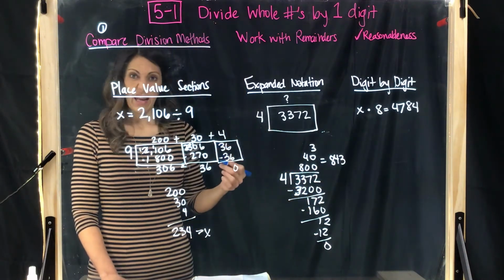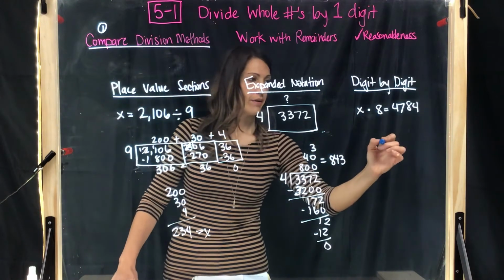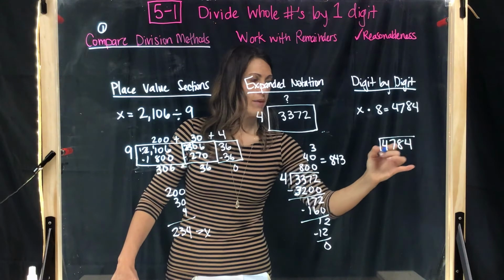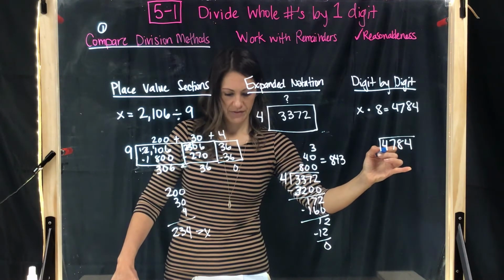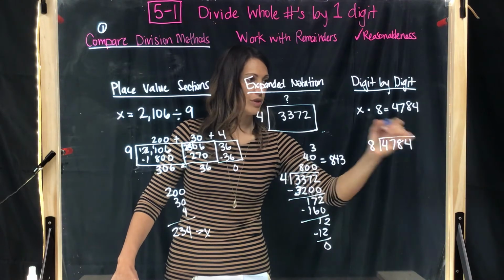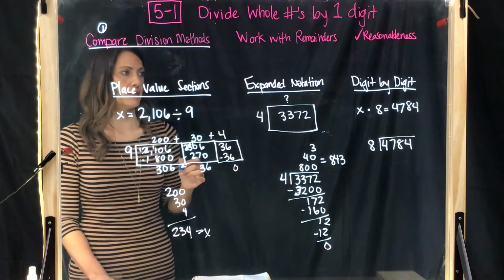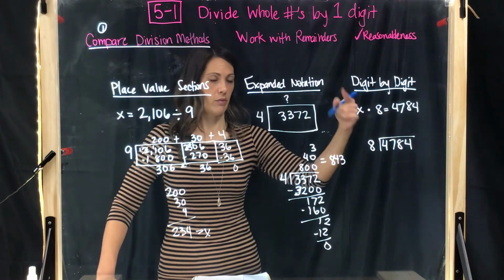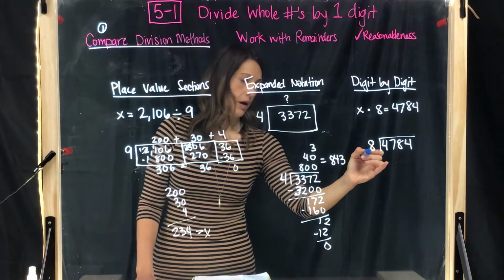So to divide, I'm going to take this number and make that my dividend, and my divisor will be 8. My quotient will be how many times it takes, how many 8 times whatever will equal this. That will be my quotient.